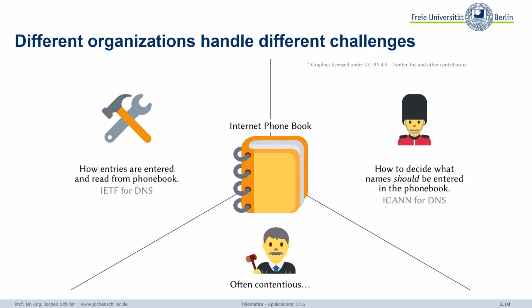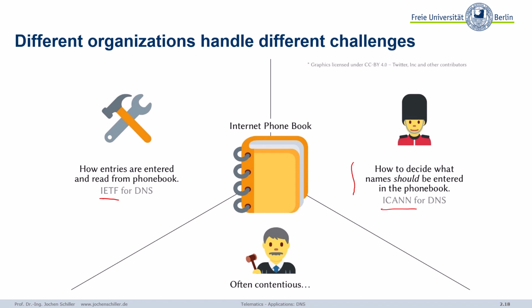But even inside the different institutions handling things in the internet, there are some discussions going on, for example, between ICANN and others, discussing, okay, what names should be entered in this phone book. We'll have a closer look into the phone book soon. And then the IETF discussing how to enter something into the phone book and how to read from the phone book. And there were also some conflicts, and I will come back to this as well. So, you see, this is not pure technology anymore, so there are some more aspects when we come to DNS.